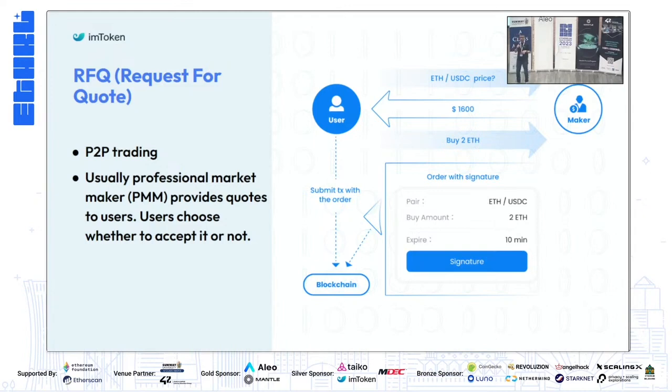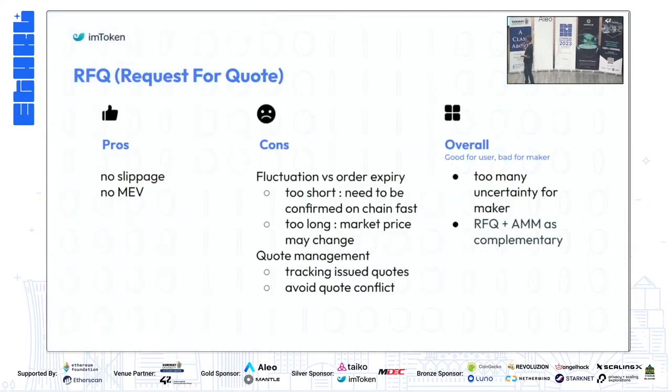So there's no space for a different result, amount, or price. So the result is very predictable, and you won't have an issue specifying your slippage tolerance. So it sounds like a perfect solution, right? It solved the two major problems of the AMM. But actually, there are some concerns from the maker's perspective.